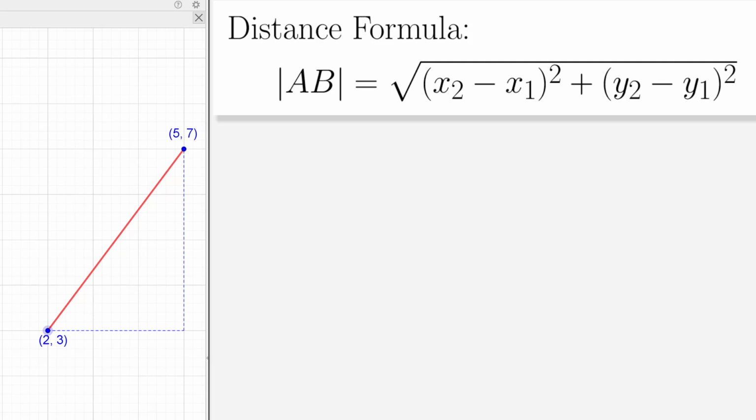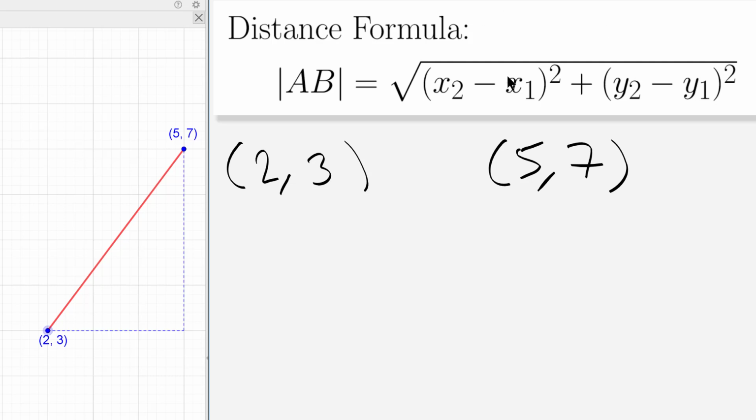So let's take a look at this example here. We have the point 2, 3 and we have the point 5, 7, and we're going to use this formula in order to calculate the distance between these 2 points. The first thing we need to do is label our points. I label the first point x1, y1, and I label the second point x2, y2. And I want to get the distance between those 2 points. So we'll fill into our formula that we have here.